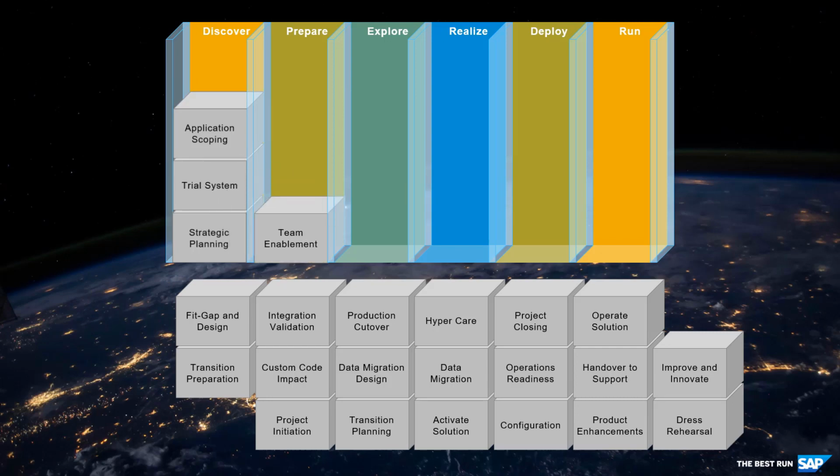The purpose of the team enablement activity is to ensure that the project team members have access to learning material in the SAP Learning Hub and to best practices documentation in the SAP Support Portal. The project team members should be familiarized with SAP Solution Manager capabilities and tools for project support.